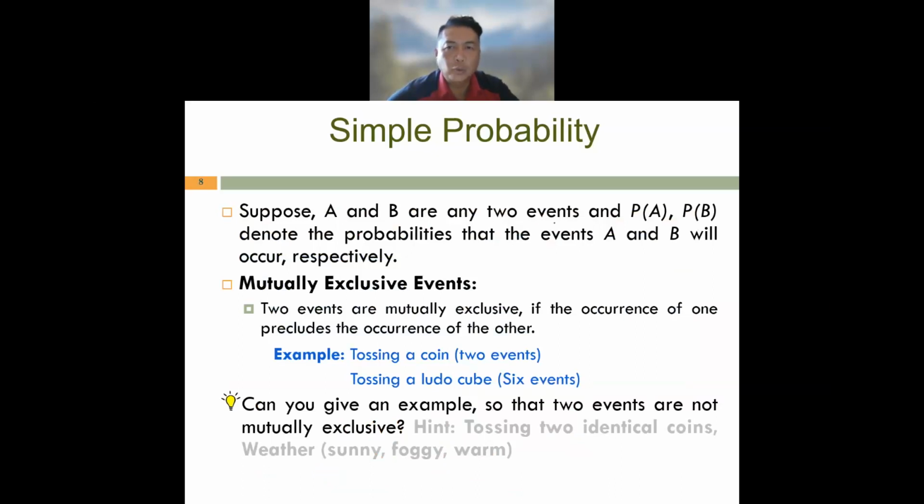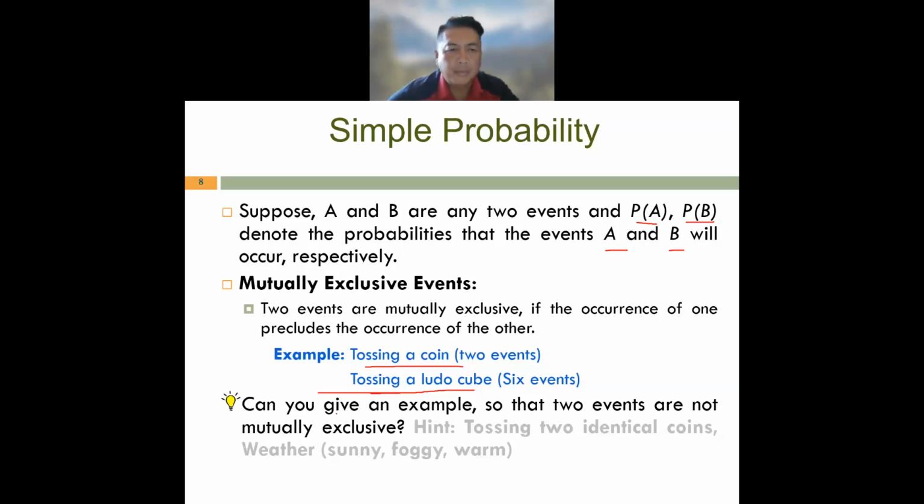Suppose A and B are two events. We have the probability of A and also the probability of B, and we denote the probability of the event A and B. When we talk about mutually exclusive events, the two events cannot occur at the same time. For example, tossing a coin and proceeding with tossing a Ludo cube, so they come after the previous event has occurred.